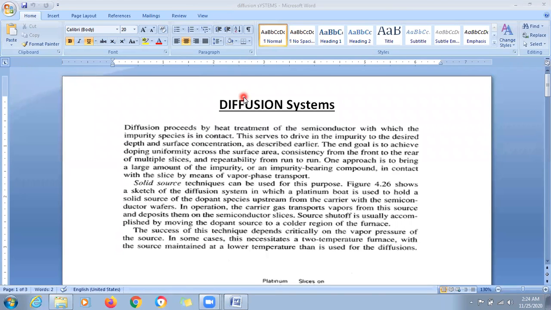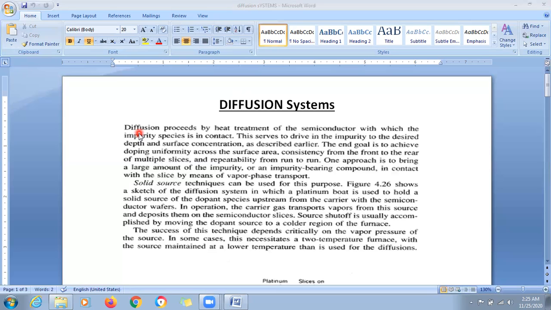In the series of lectures in the subject VLSI technology, today we will discuss diffusion systems. So, what are diffusion systems? Basically there are three types of diffusion systems. First one is solid source diffusion system, second is liquid source diffusion system, and third one is gaseous source diffusion system.